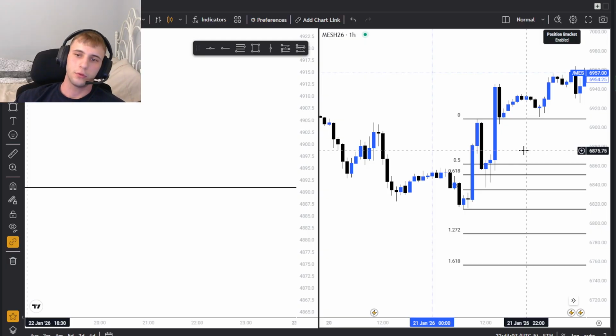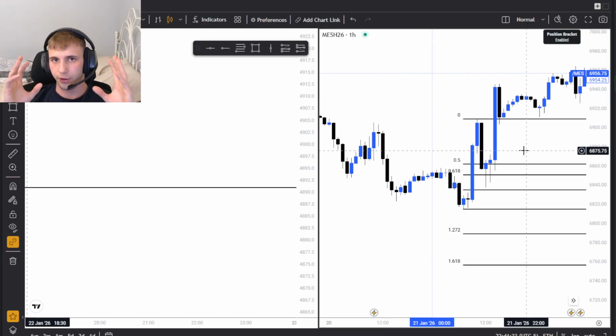Now, we're going to actually start focusing on the levels, right? And first, I should probably tell you what you can use it for, okay? You can use it for 3 things. You can use it for entries, you can use it for exits, and you can use it for stop losses. Okay, let's start off with entries. How can you use the Fibonacci extension tool for entries?